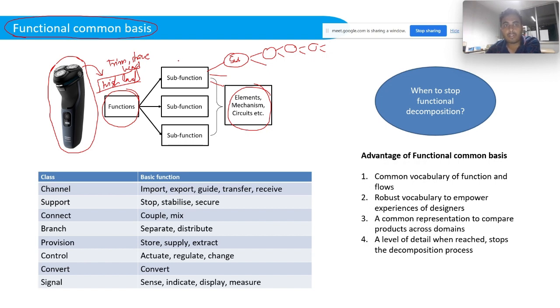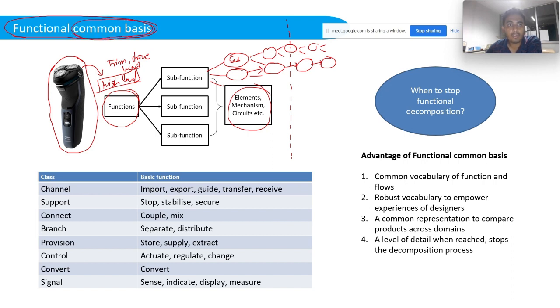So if I talk about a motor, if you do not stop at the motor level, you can keep on going to magnetic energy, you can go to flux level, you can go to basics of material property. So breaking down a higher level function into sub functions, it's not easy to stop at one particular level. And for your product design purpose, you need to stop at one level. So for that purpose, we use something known as common basis.